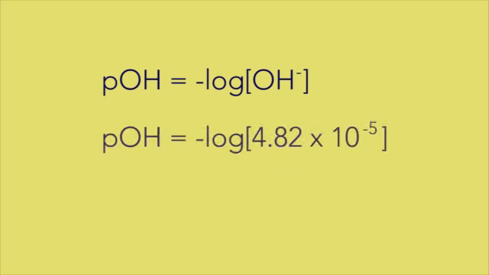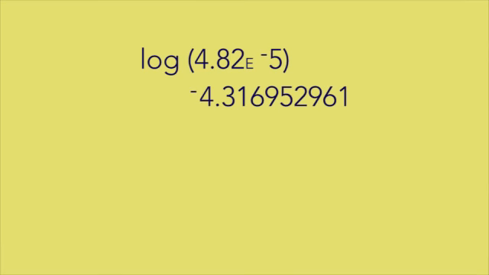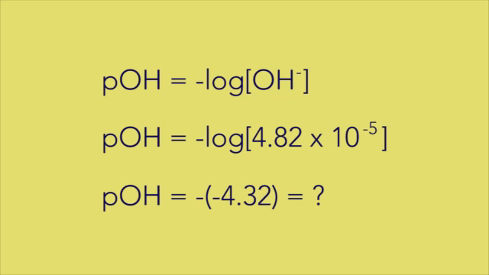Okay, let's start with our formula. Now let's plug the hydroxide concentration into the formula. Now back to the calculator. Press the log button and enter 4.82 times 10 to the negative 5. Remember, use the second EE button. Close your parentheses and press enter. The log of 4.82 times 10 to the negative 5 is negative 4.32. Okay, so the pOH is what? That's right, positive 4.32.